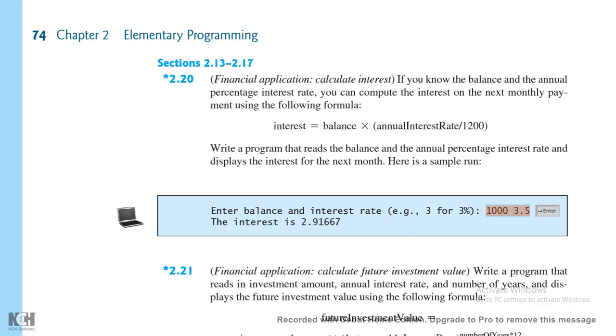So it's a financial application problem. We've got to calculate interest. It simply says if you know the balance and the annual percentage interest rate, you can compute the interest of the next monthly payment using the following formula. Interest is equal to balance multiplied by annual interest rate, all over 1,200. So we've got to write a program that reads the balance and the annual percentage interest rate, and displays the interest for the next month. So here is a sample run.